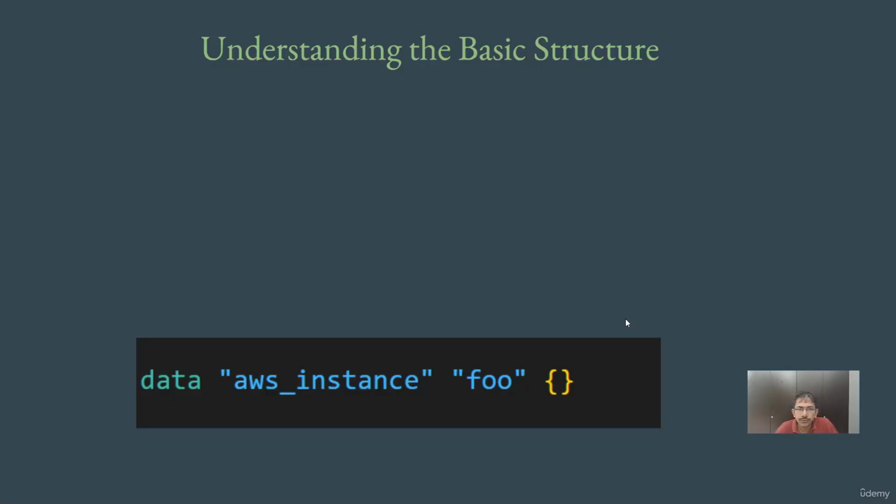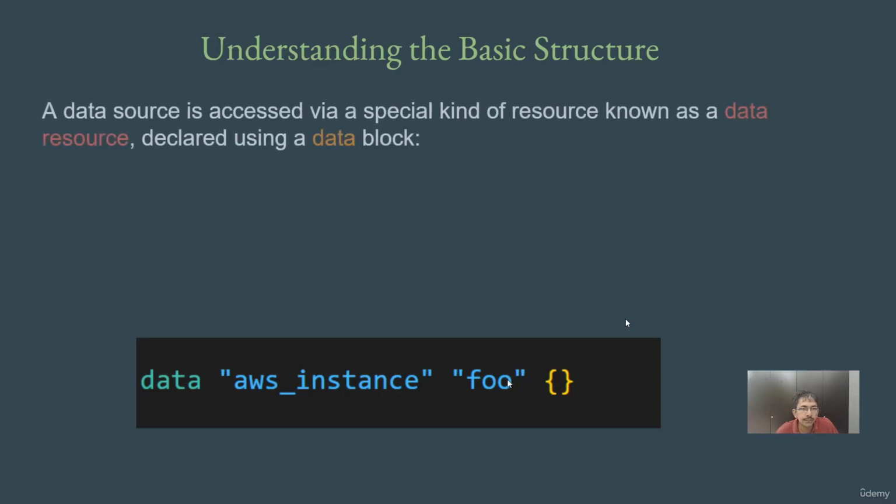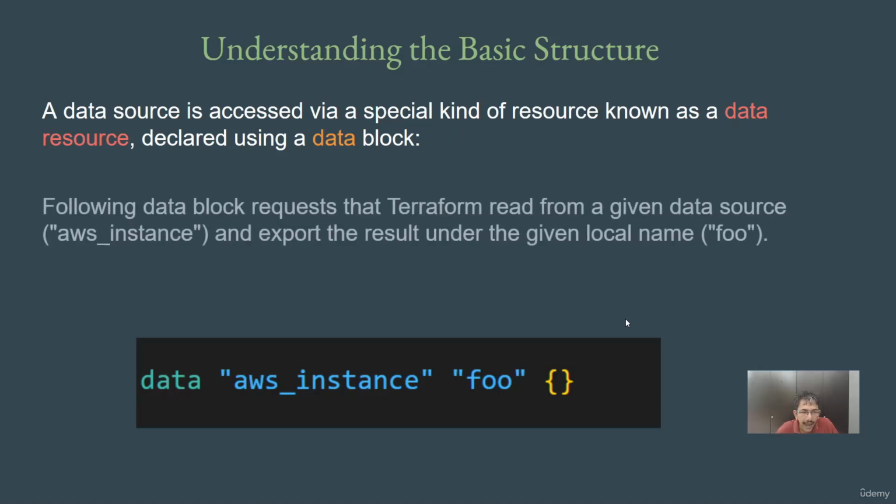Now at this stage, we already understand the basic format in which a data source is defined, where you have data followed by the name of the data source that is available, followed by the local name. So this is what the first pointer states, which says a data source is accessed via a special kind of resource known as a data resource, declared using the data block. So this data block that we see, you can also refer to as a data resource. All right. And what does this specific data source do?